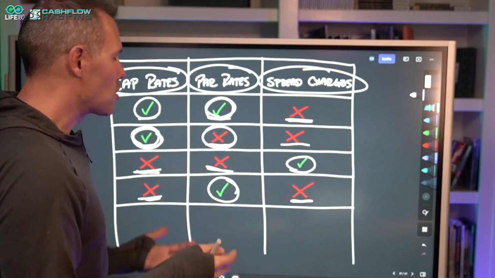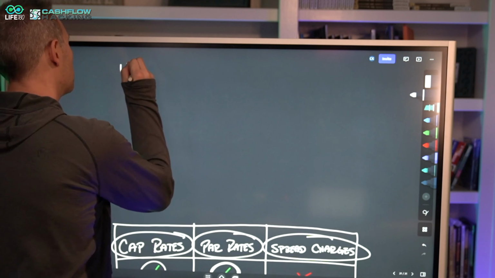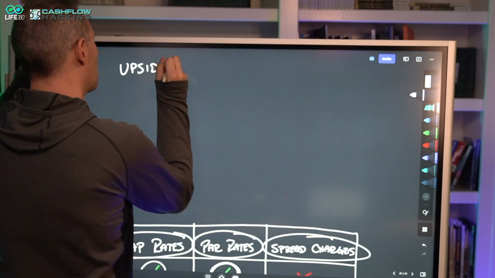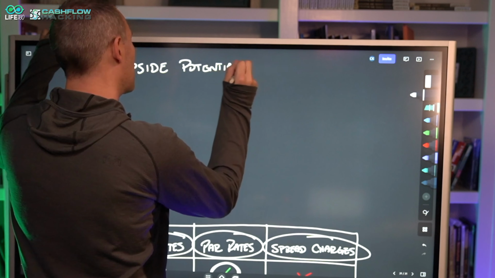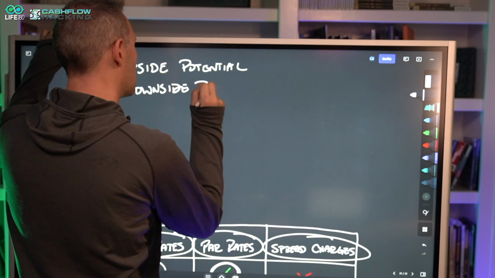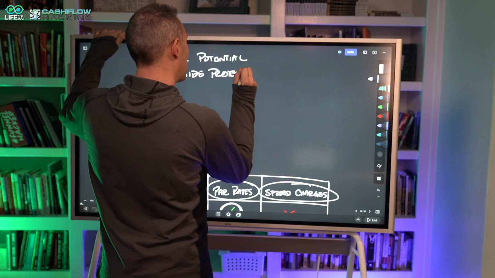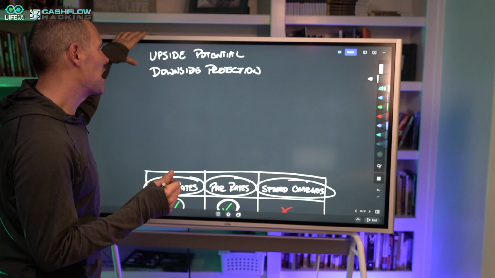Now, you can't draw blood from a rock. These things are sold on what? Upside potential and downside protection. So when we look at this, what are we talking about? When we're sold on upside potential and downside protection, how is that the case?